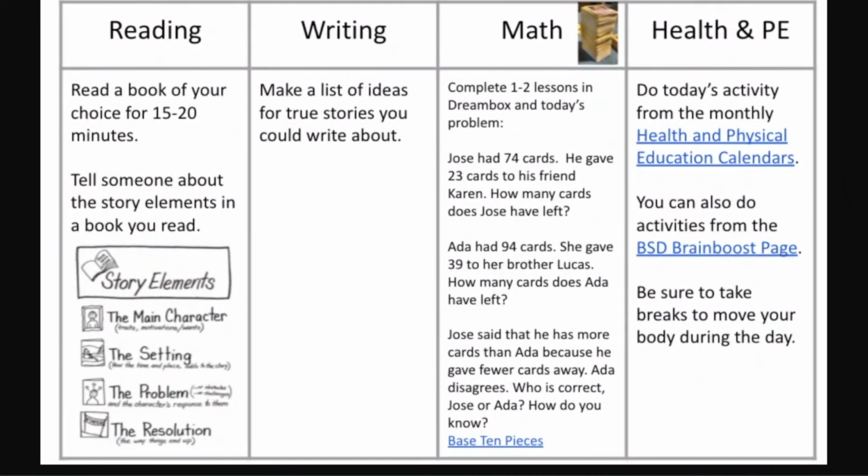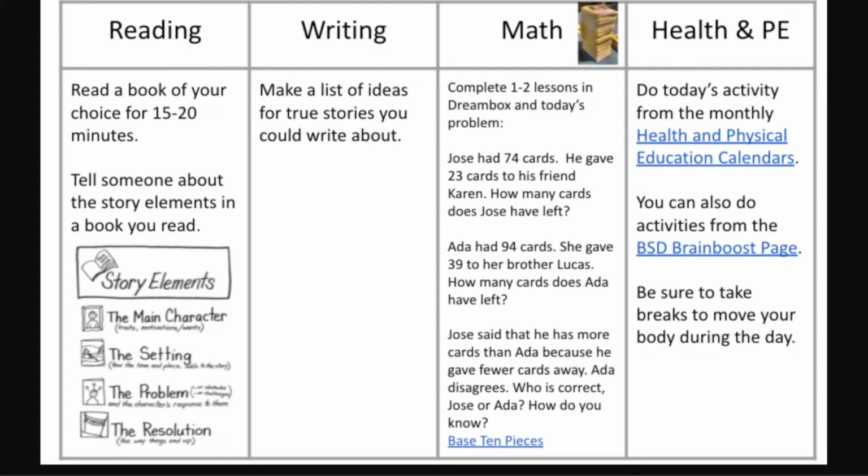Okay, so if Jose had 74 cards and he gave 23 cards to his friend Karen, well, then how many cards does Jose have left? So you have to use your very best thinking, see how you could figure out how many cards he has remaining. Here's another situation. All right, Ada started off with 94 cards. She gave 34 to her brother Lucas. So how many cards does Ada have left? All right, solve that one.